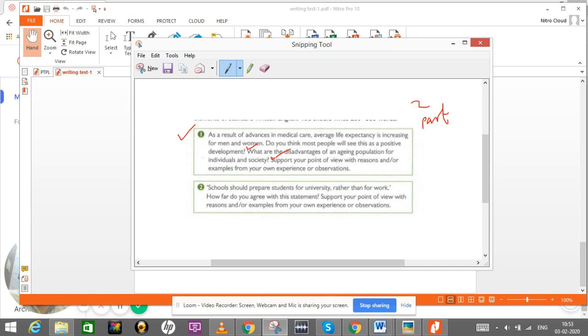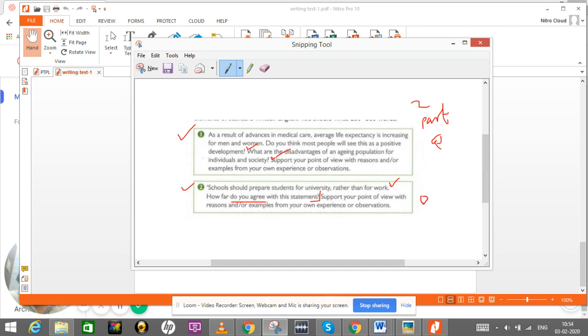When I say two-part question category, it's a category out of five different types of your essay writing task. That is the first thing. If you look at the other one, you will be able to differentiate what I was trying to say. Now, schools should prepare students for university rather than for work. How far do you agree with this statement? There is only one particular question based on the stem that they provide here. So these are now two.